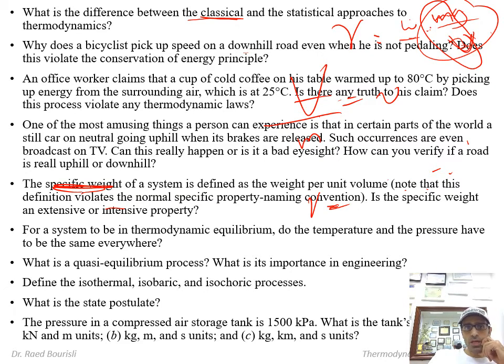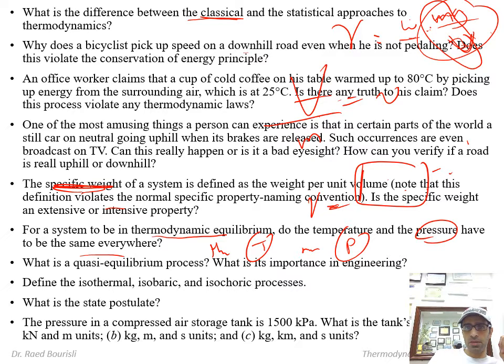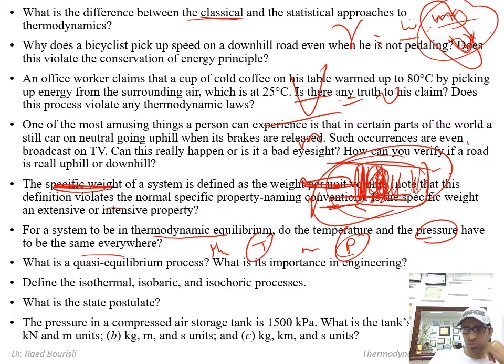For a system to be in thermodynamic equilibrium, do the temperature and the pressure have to be the same everywhere? Yes. For thermodynamic equilibrium we said there is charge equilibrium, chemical equilibrium, etc. In thermal equilibrium the temperature is all the same, and in mechanical equilibrium the pressure has to be all the same. So if you have, say, a piston cylinder device pushing, it cannot be that the pressure is 100 kilopascal here and 50 kilopascal there. So the pressure somewhat has to be the same.